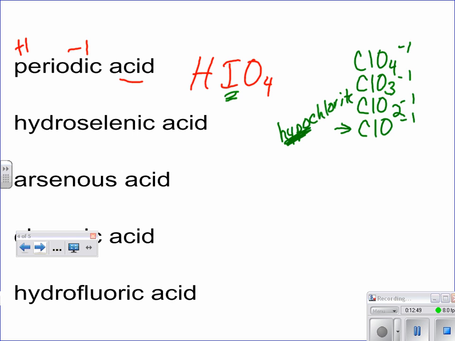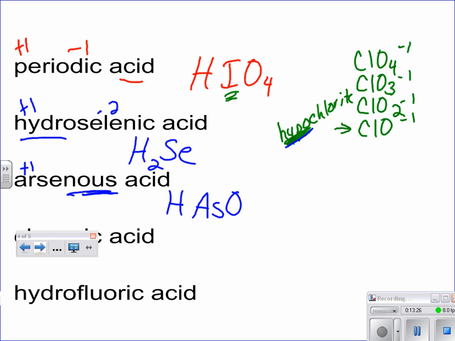Okay, hydroselenic acid. This is a hydro prefix. This is not hypo. So hydro means you have hydrogen +1. What else do we have? -2 for our selenide, H2Se. Arsenic acid, H, with +1. What's the polyatomic ion it comes from? Arsenite. So even if you don't have a polyatomic ion sheet, you should be able to look at that and know that that's going to come from ite. So you would then look that up and see it's AsO3, and it has a -3 charge.